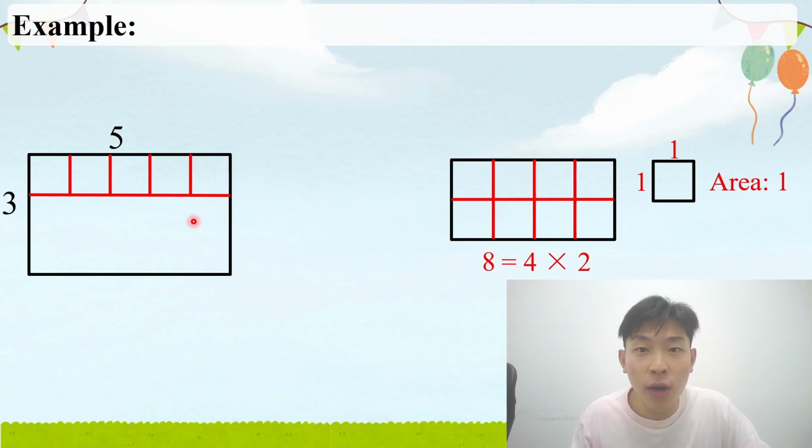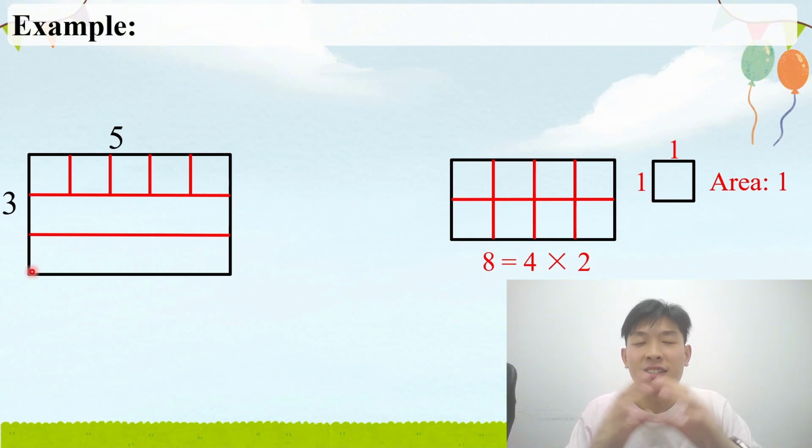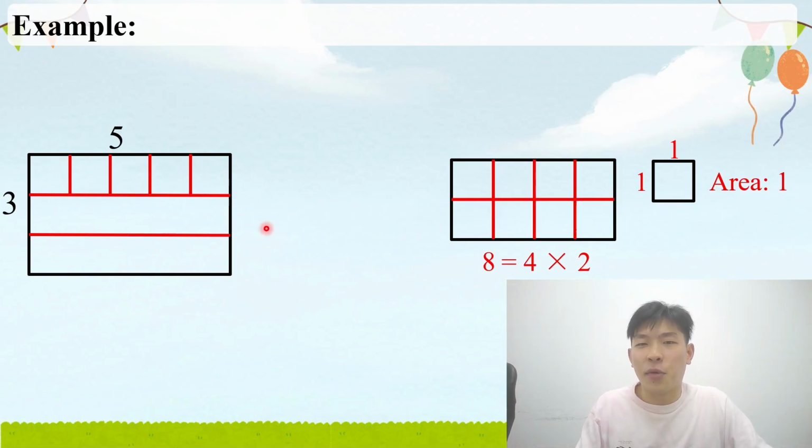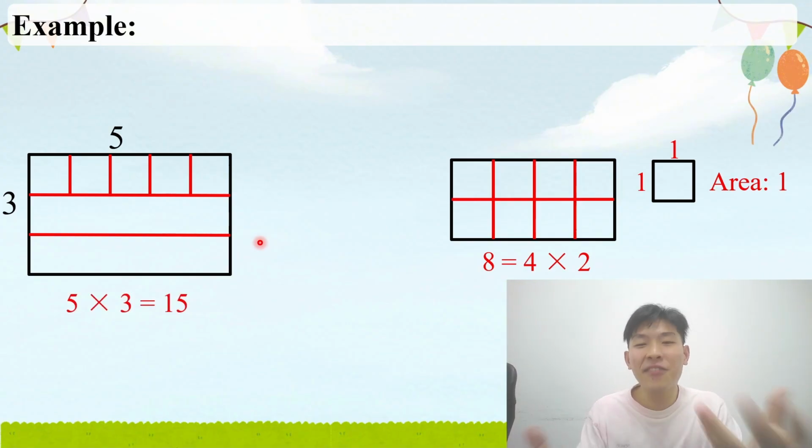Very good. There's 5 squares here. Now, how many rows are there? Here it is 3, and this side is 1, so we can put 3 rows. Amazing. So, 1 row, there's 5 squares. 3 rows, there's how many squares? Exactly, there is 5 times 3 equals 15 squares. So, the area will be 15.